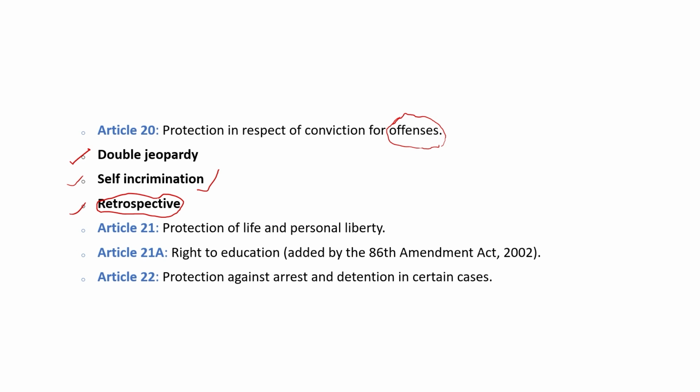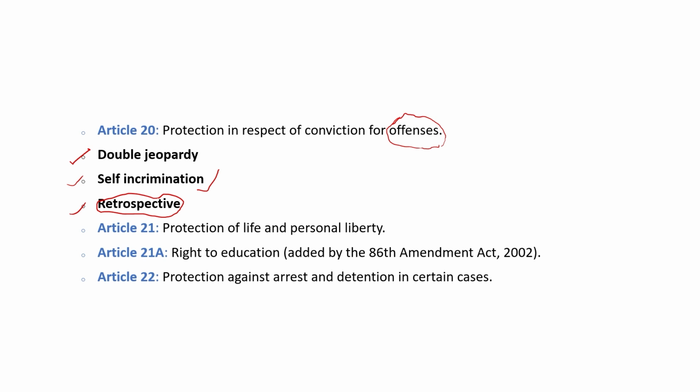That is retrospective. So Article 20 provides protection in respect of conviction of offense. There are three types of protection which Article 20 provides. First is double jeopardy, which means one punishment for one crime. Second is self-incrimination. You cannot be a witness against yourself for any crime. And third, retrospective means punishment will be given according to the law of the day when you committed the crime.